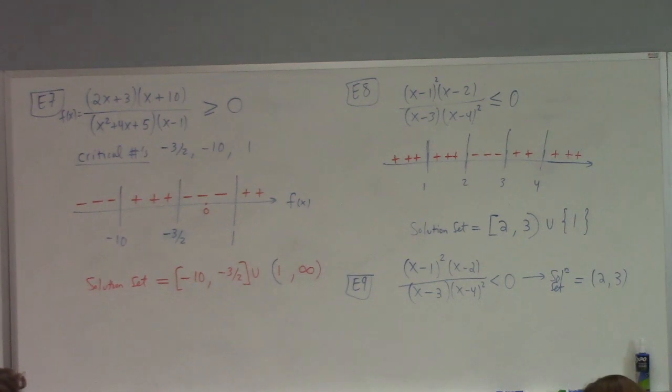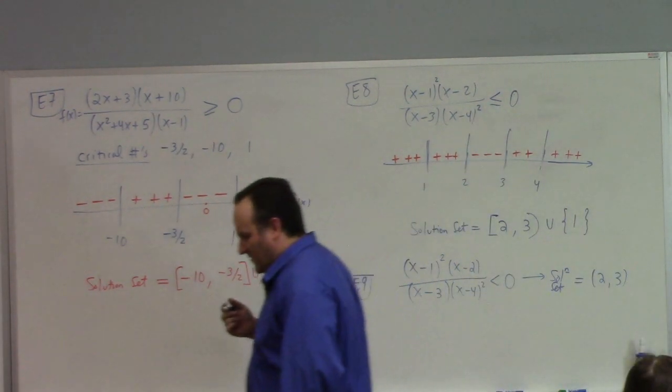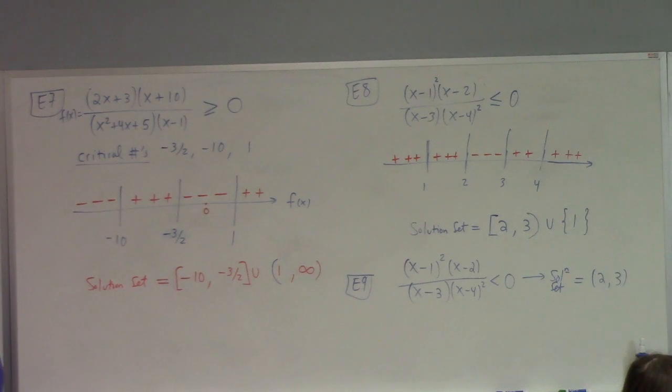Photo math. You guys are funny. Is this really the problem in the book? Is there a 5 both places? I feel like I've copied this down wrong. No, that's it. This is number 76 in section 1.7.